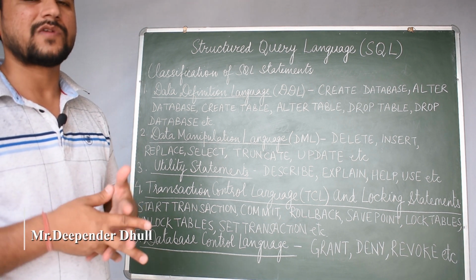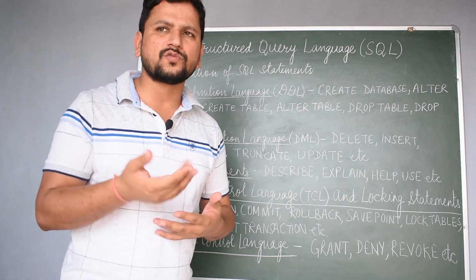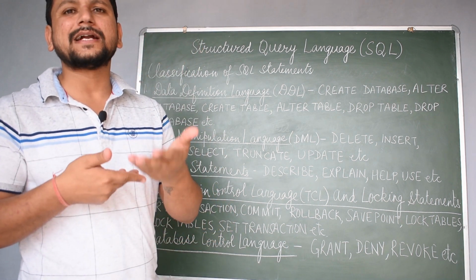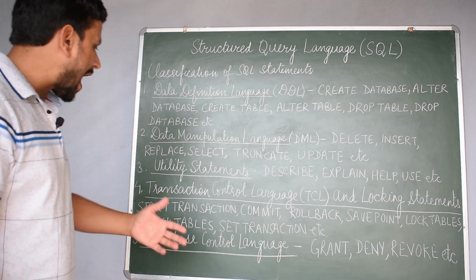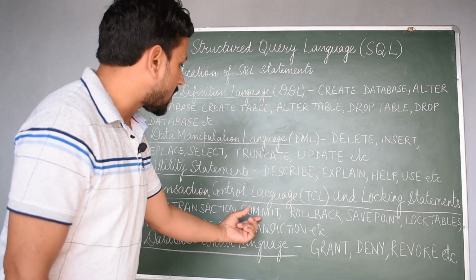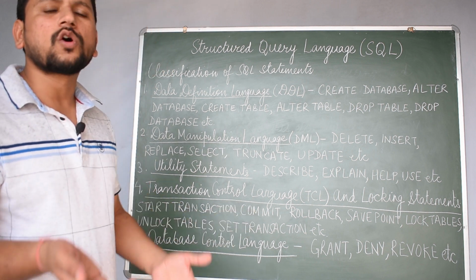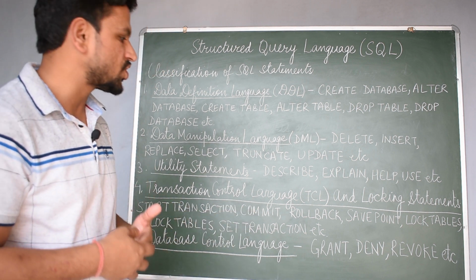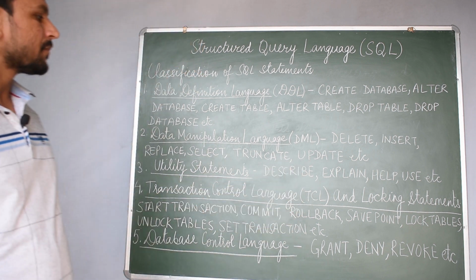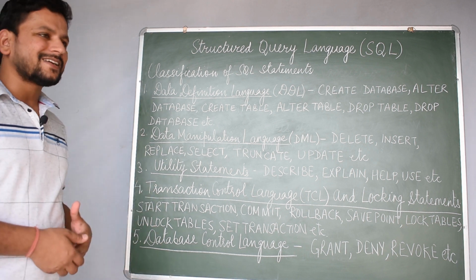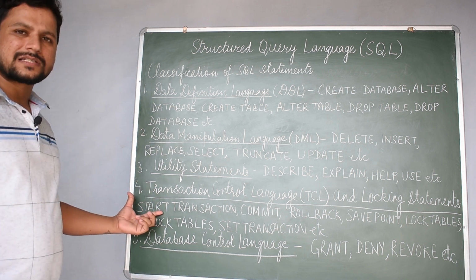So in that case, whether a particular transaction is successful or unsuccessful, that is failed, we have to use commands like commit. For a successful transaction we have to use the commit command. For an unsuccessful transaction we have to use the rollback command. If we have to start the transaction, we have to use start transaction.